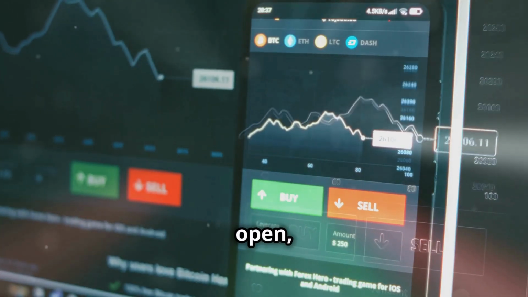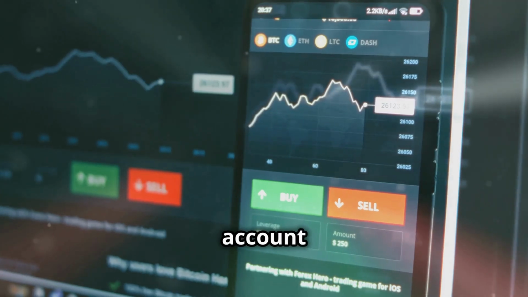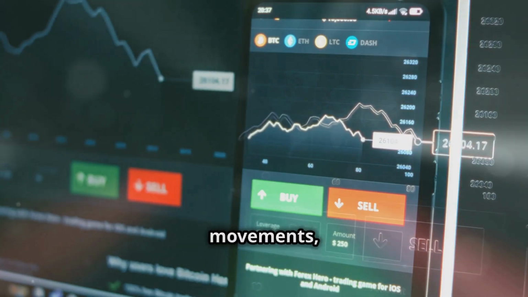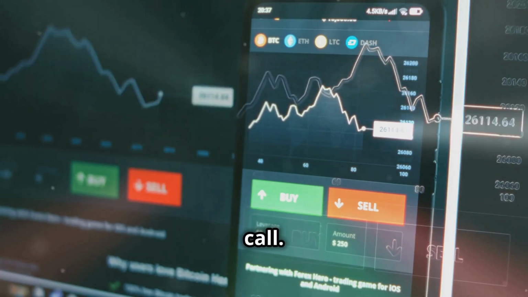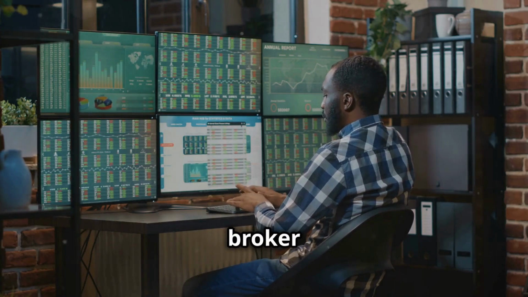Two, maintenance margin. Once your position is open, your broker may require you to maintain a certain margin level. If your account balance falls below this level due to market movements, you might receive a margin call. This means you'll need to deposit more funds to keep your position open, or your broker may close it to limit further losses.